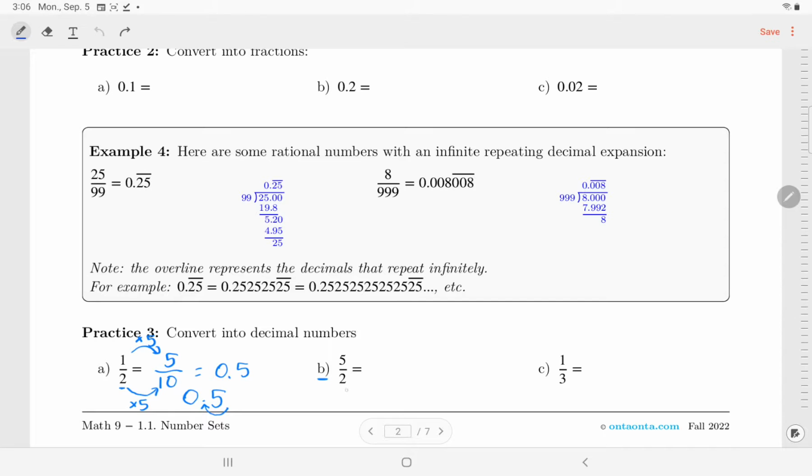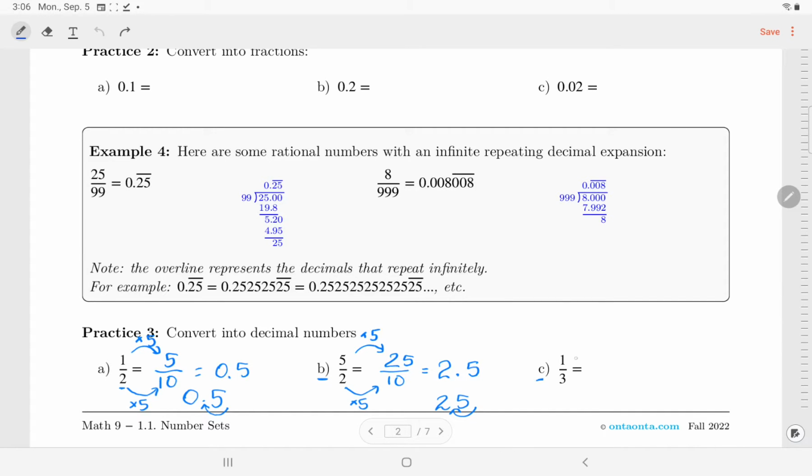Once again, if we multiply 2 by 5, we get 10. And we have to do the same to the numerator, times 5. That's 5 times 5, 25. Now, to divide by 10, we move the point one space to the left. So 25 divided by 10 is 2.5.